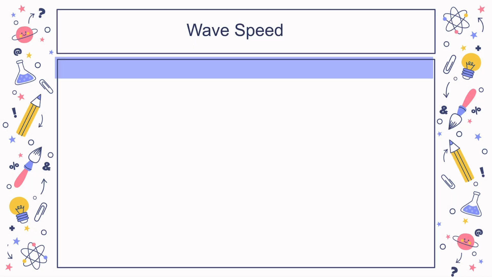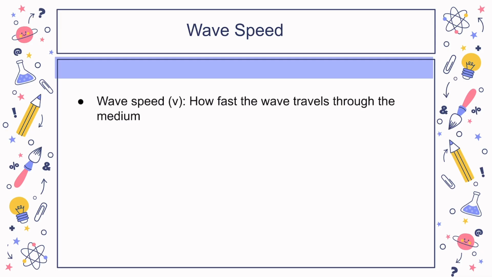Another property of waves is how fast they travel or complete their cycles. Wave speed is defined as how fast the wave travels through a medium, and that same wave pulse might travel faster or slower depending on the medium it's going through. So the medium is as important as the nature of the wave itself.